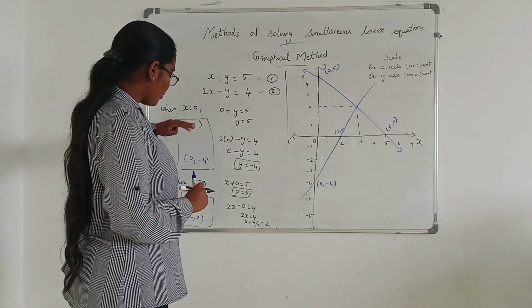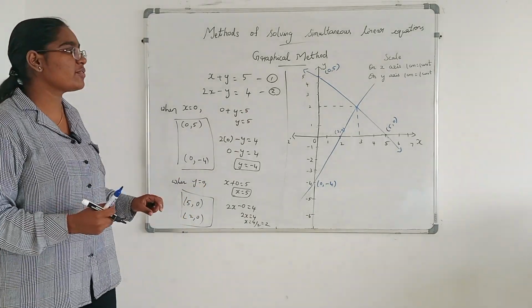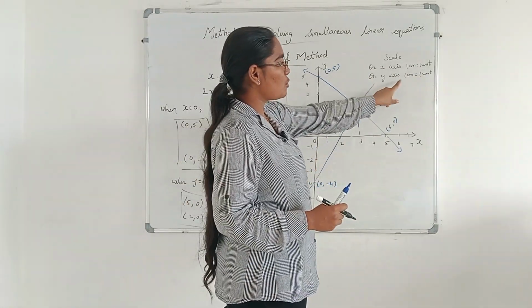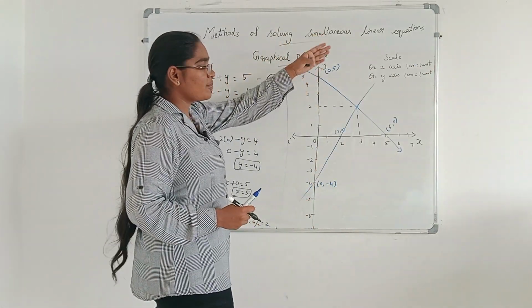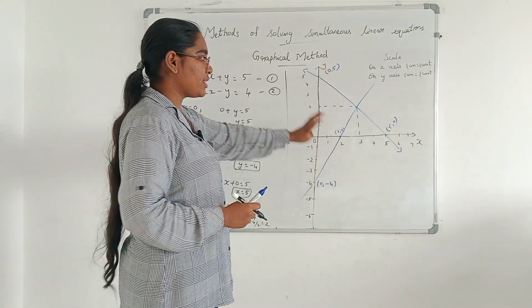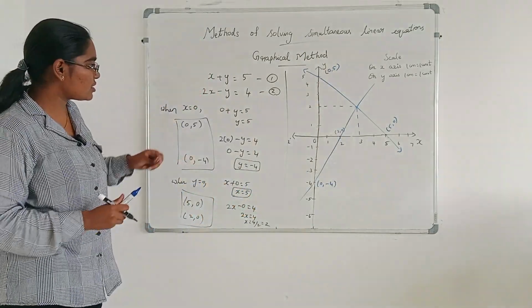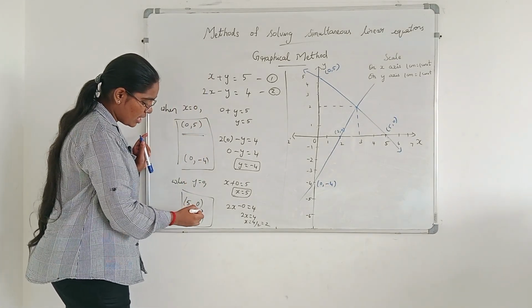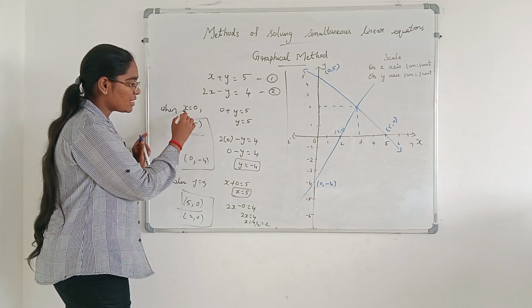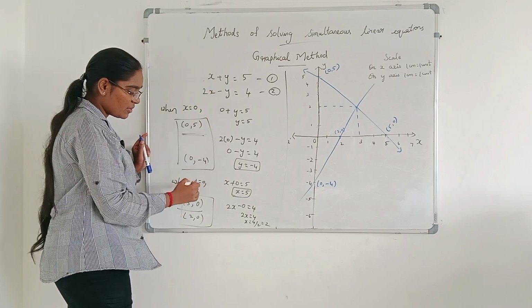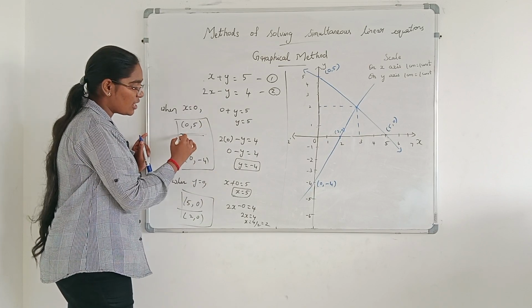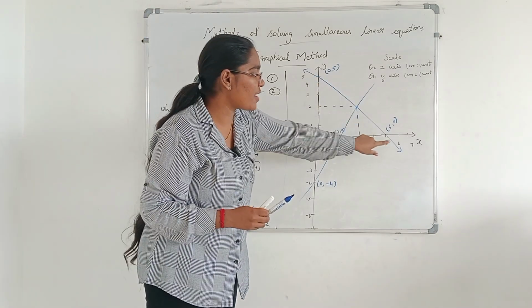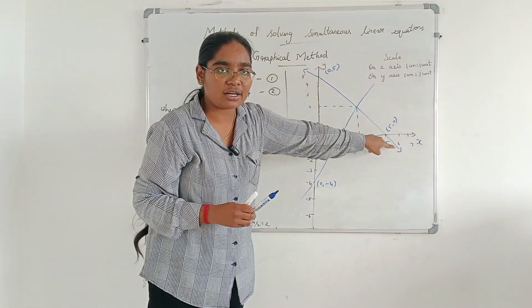Now if we plot these values on a graph, what will we get? First write the scale. On the x-axis 1 centimeter is 1 unit, on the y-axis 1 centimeter is 1 unit. If you plot this in a graph paper, you will get the accurate answer. So first, for equation number 1, we have two values, (0, 5) and (5, 0). We substitute x equal to 0 and y equal to 0 in equation 1, plot those values in a graph and draw a line.